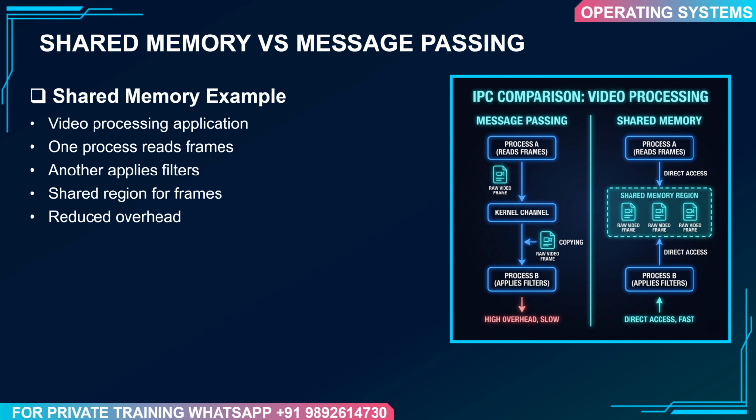For example, imagine a video processing application. One process reads raw video frames from disk. Another process applies filters to those frames. If they used message passing, every frame would need to be copied from one process to another. With shared memory, the frames can be placed in a shared region and both processes can access them directly. This reduces overhead and improves performance.